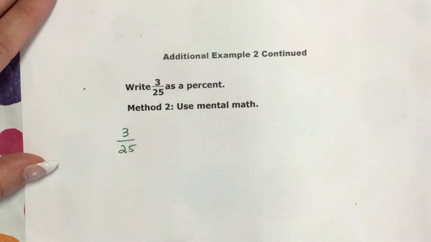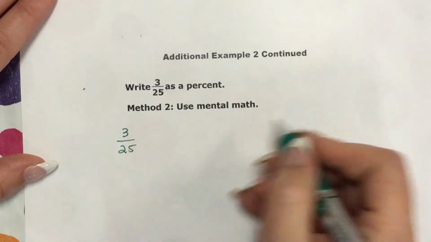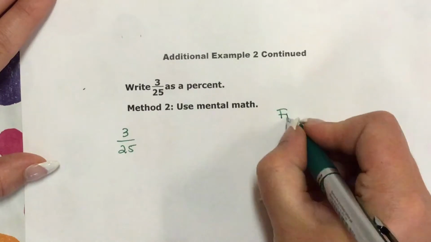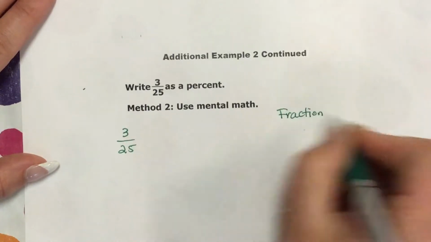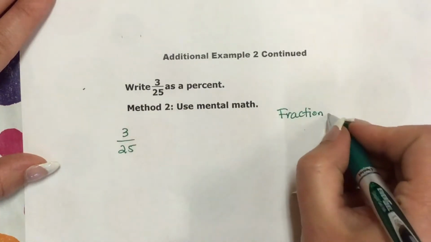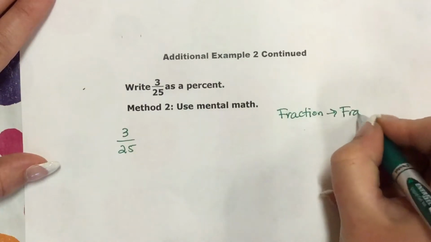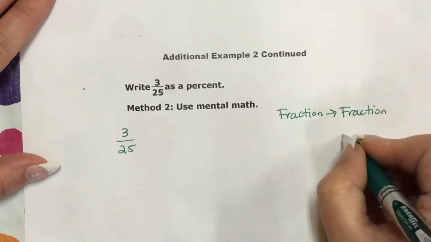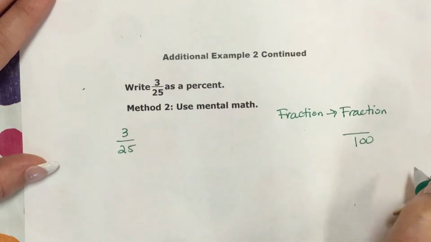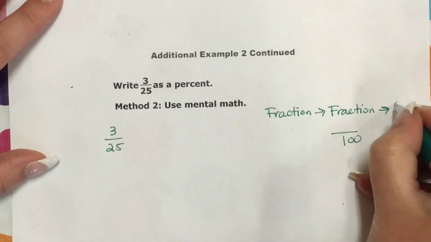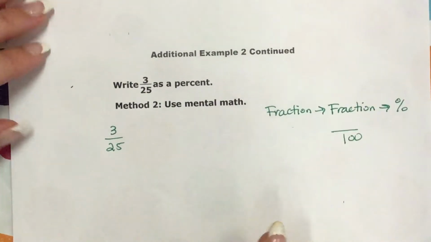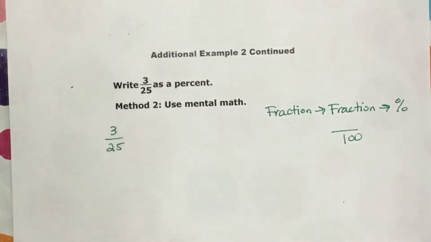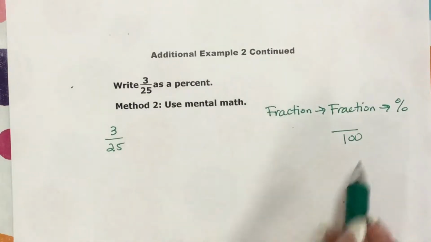Now, what I'm going to do for this one, I have a fraction. And then for this particular fraction, I'm going to write it as a fraction with a denominator of 100. Okay? From there, I'm going to convert it to the percentage. Okay? So this is a particular one.